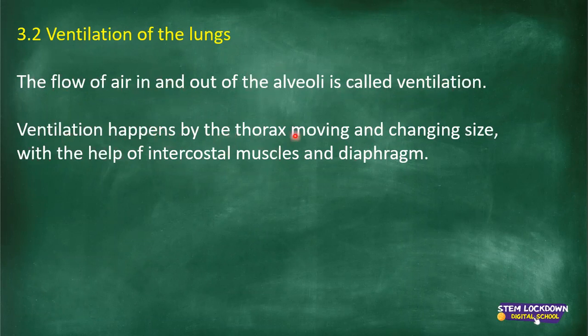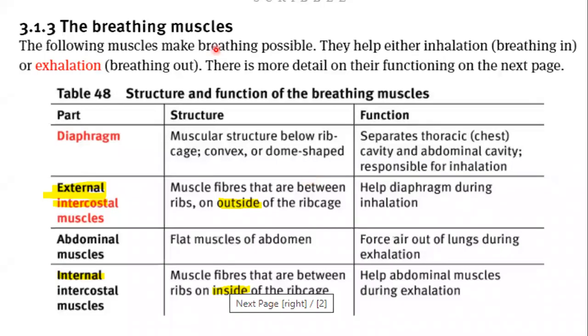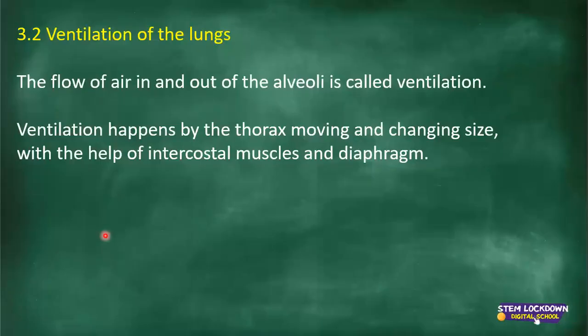Ventilation happens by the thorax moving and changing size with the help of what? Of the intercostal muscles and the diaphragm. So a lot of structures are involved in the process of ventilation. It's whereby the thorax is moving and it changes size with the help of the intercostal muscles and the diaphragm. Remember, we just discussed the intercostal muscles. You have the external ones, you have the internal ones. Then you have also the diaphragm and the abdominal muscles. They all facilitate the process of ventilation of the lungs.